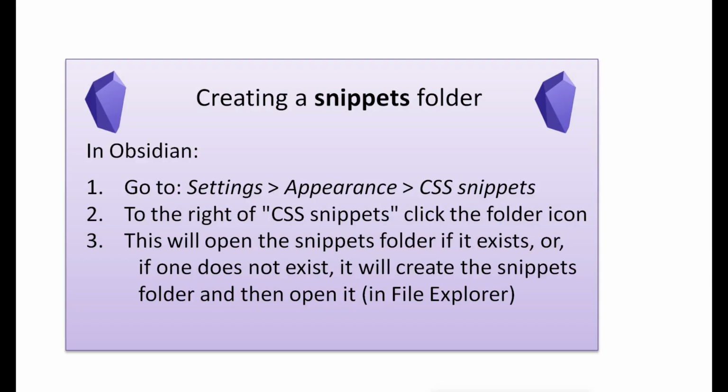You can create a CSS snippets folder as follows. In Obsidian, go to Settings, Appearance, CSS Snippets. To the right of CSS Snippets, click the folder icon. This will open the Snippets folder if it exists, or if one does not exist, it will create the Snippets folder and then open it in Windows File Explorer. Let me demonstrate that process now.